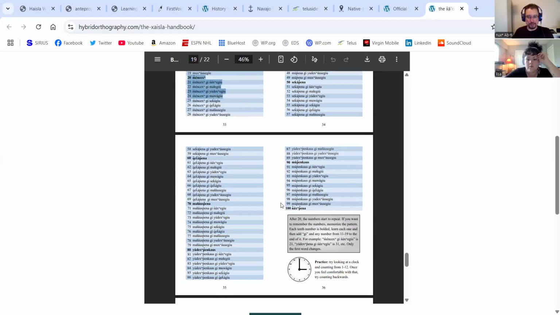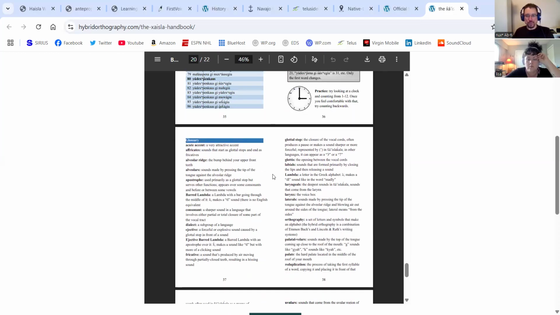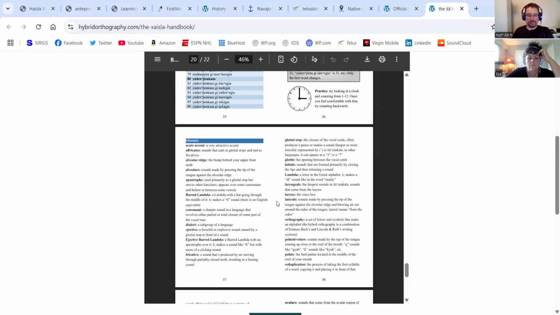And there's a list of the numbers there. I also have a glossary. I tend to use some of the linguistic terminology, and it can get a little bit intimidating for people who don't come from a linguistic background. But it's not really that important to understand what an alveolar ridge is. It's more important to understand the concept behind it. So you don't really need to know exactly what labial sounds are. It's more important to know how they work.